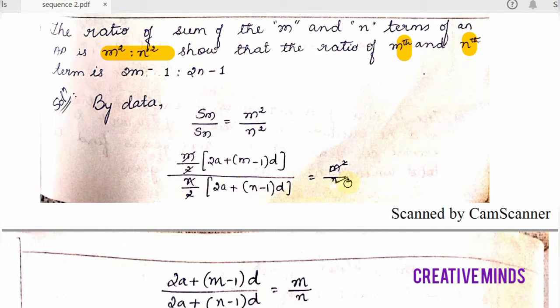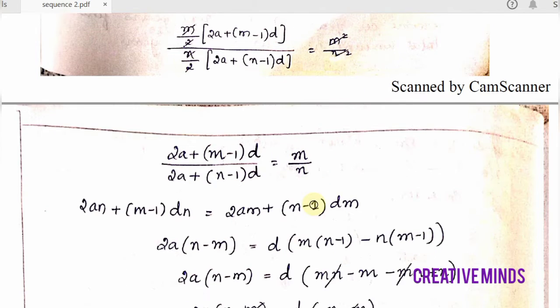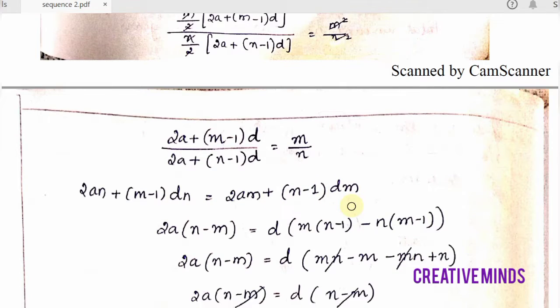m cancels, n cancels, and 2 also cancels. The remaining thing is 2a plus m minus 1 into d divided by 2a plus n minus 1 into d is equal to m by n. On cross multiplication, we get 2an plus m minus 1 into n into d is equal to 2am plus n minus 1 into d into m.